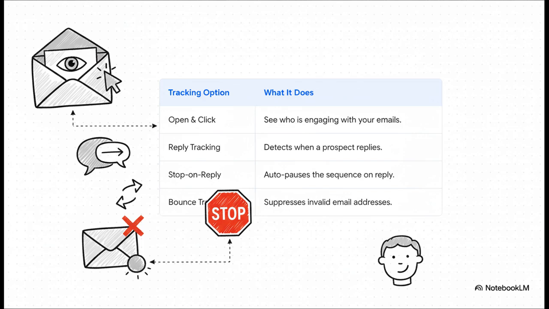You get your standard open and click tracking, which is great, but honestly, the most important features here are reply tracking and stop on reply. The system literally watches your inbox, and the second a prospect writes back, it automatically pulls them out of the sequence. This is absolutely essential to make sure your automation feels human and you don't send those awkward robotic follow-ups.